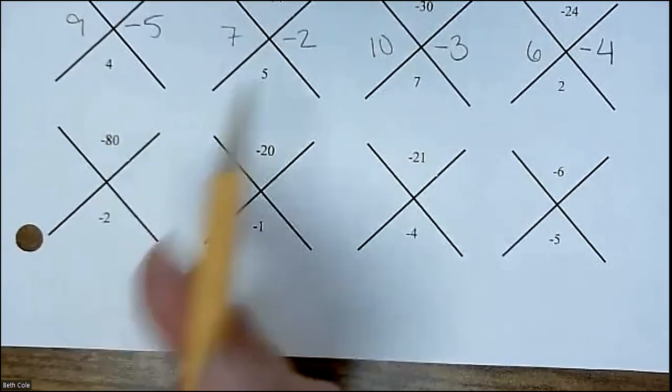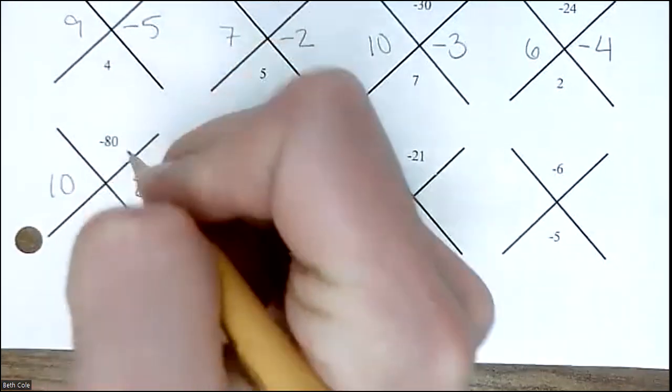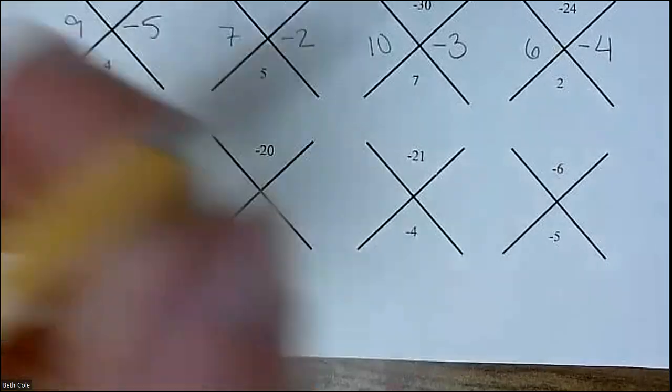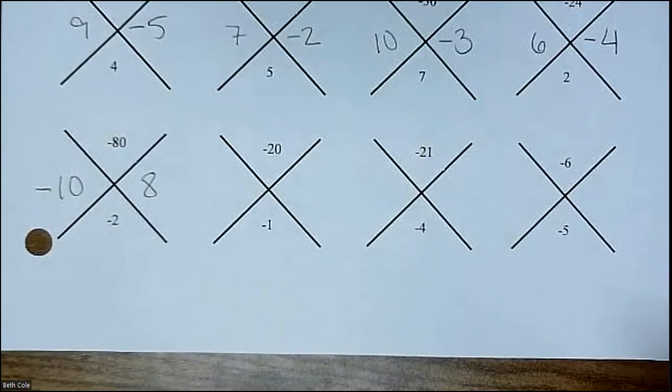10 and 8. All right, 10 times 8 is 80. Can you write it down too? All right. Which one gets the negative? Good, because -10 plus 8 gives you -2.